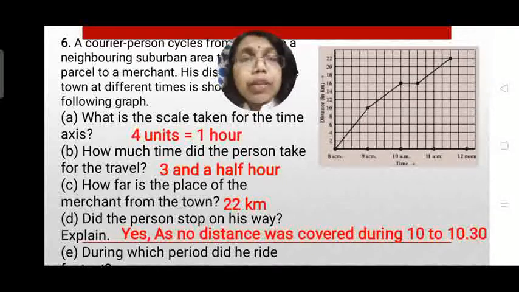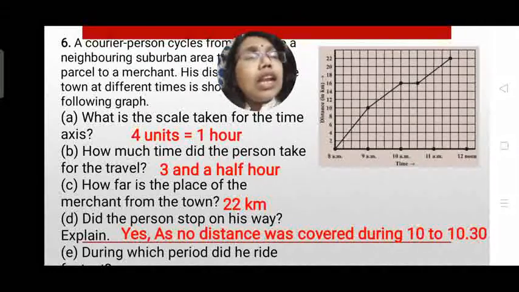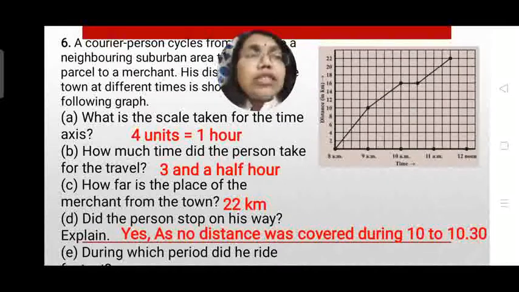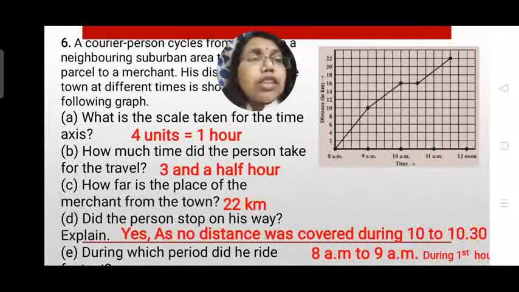That's the reason. During which period did he ride the fastest? When was the line the longest? So that is from 8 to 9, that is the first hour.